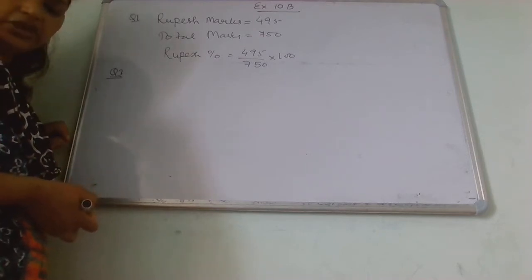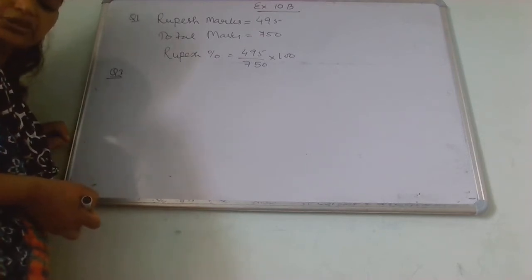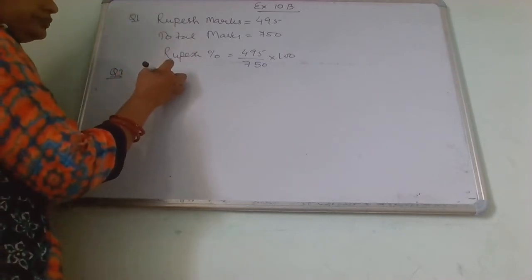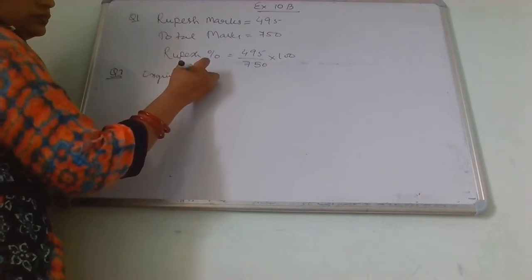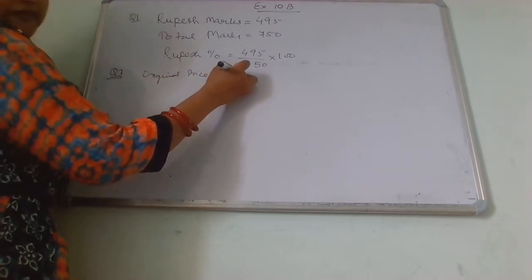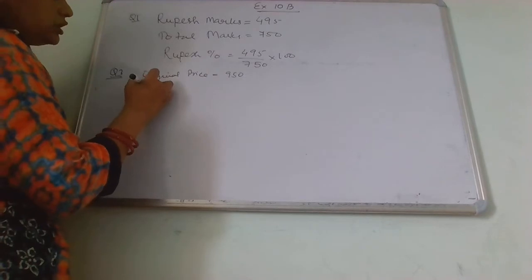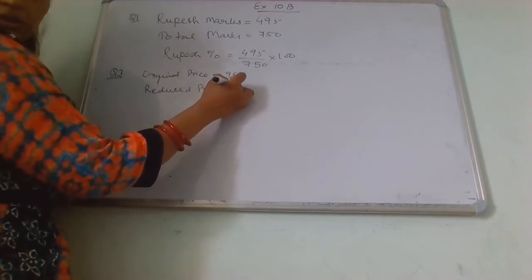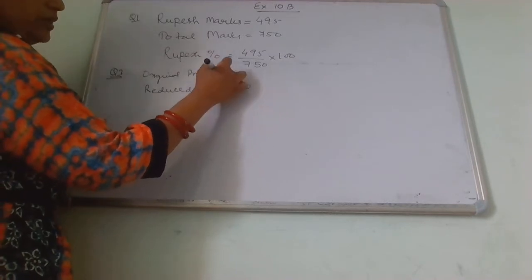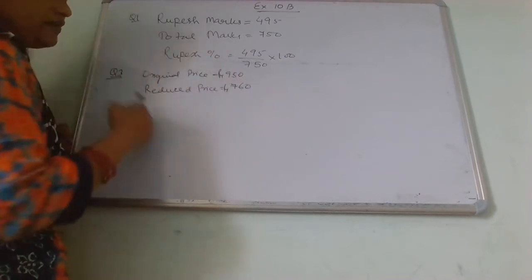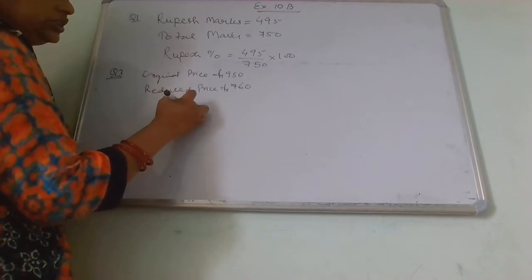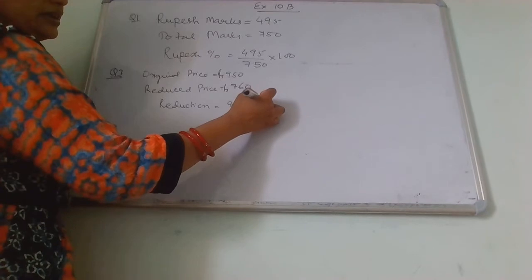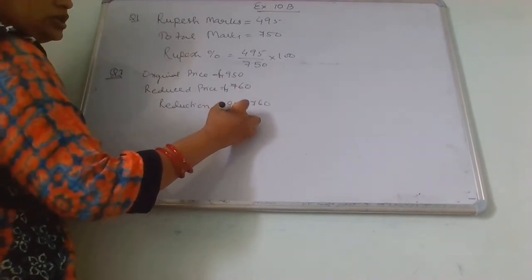The excise duty on a certain item has been reduced to 760 from 950. Original price, it's 950. Reduced price, what is reduced price? So it is equal to 760. Rupees 950 and it is rupees 760. What is the reduction? Reduction is equal to 950 minus 760. So that is equal to 190.